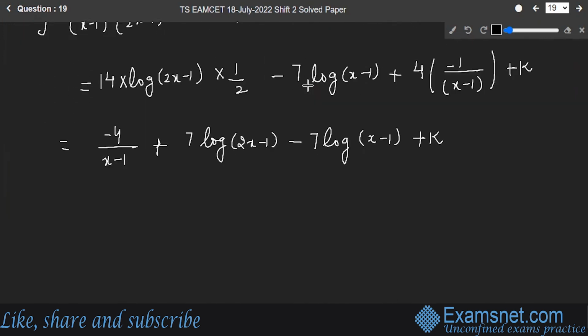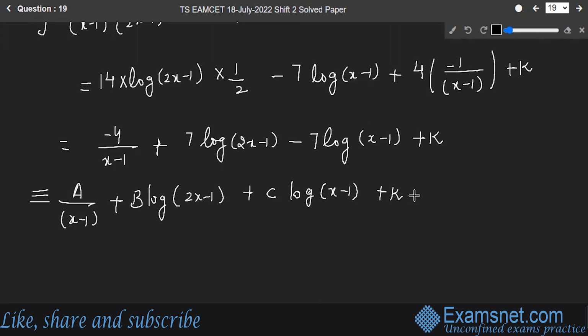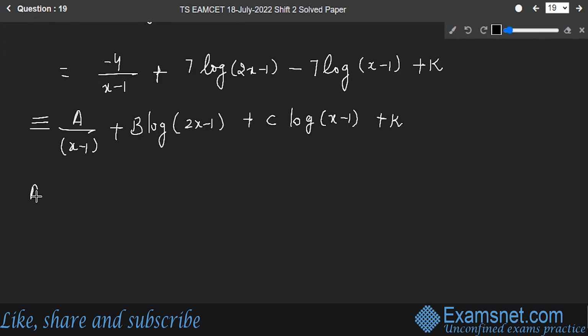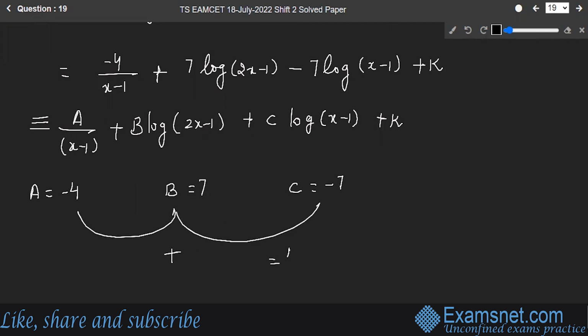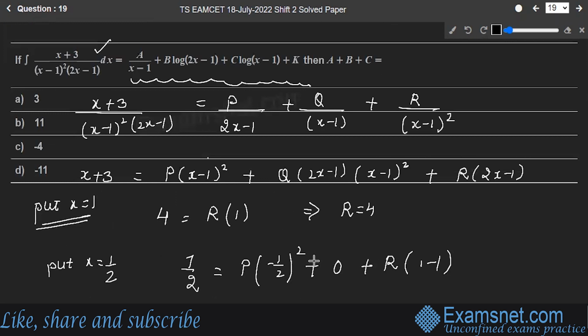Write it down. So this was equivalent to a upon x minus 1 plus b log of 2x minus 1 plus c log of x minus 1 plus k. So comparing them, you will get the value of a is equal to minus 4, b is equal to 7, c is equal to minus 7. So a plus b plus c, adding all of that, you will get the value as minus 4. So minus 4 is the answer to the question. Let's check. We have option C as the answer.